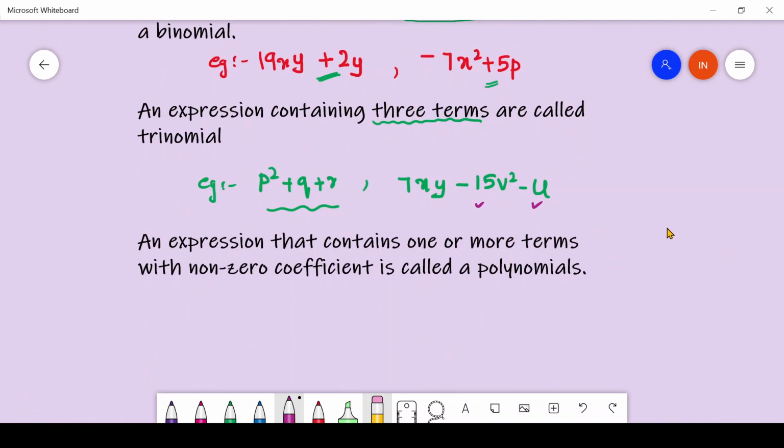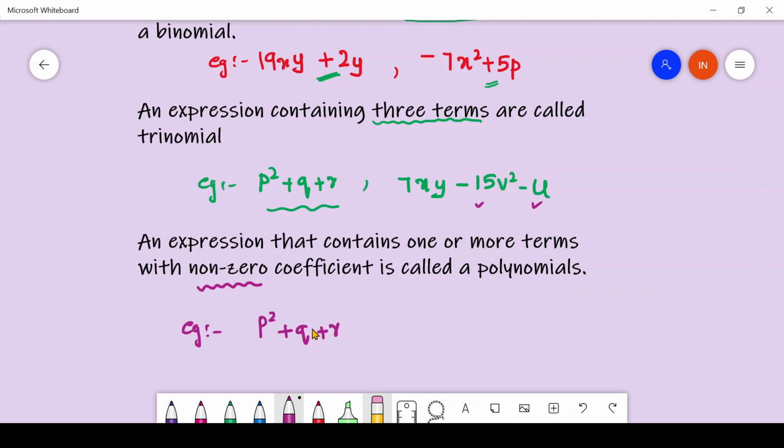Now, let us see what a polynomial is. An expression that contains one or more terms with non-zero coefficient. This is very important. That is called a polynomial. So let us see an example for this. Let us write the previous example itself, p square plus q plus r. That is a polynomial since it has 3 terms.